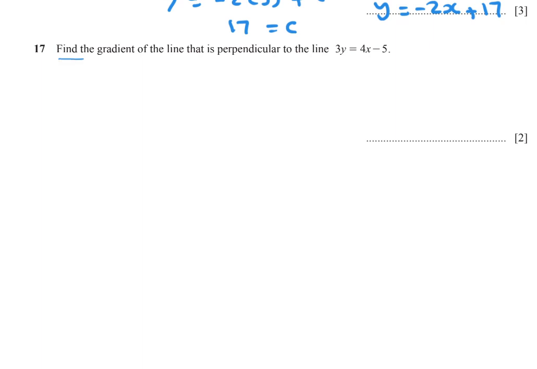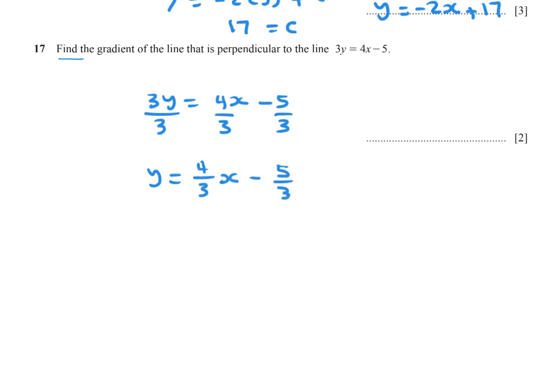Number 17, find the gradient of the line that is perpendicular to the line 3y equals 4x minus 5. We need to find the gradient of the given line. So 3y equals 4x minus 5. Make y the subject, so divide by 3. Now y equals 4 over 3 x minus 5 over 3. So the gradient of the given line is 4 over 3. So the gradient of the perpendicular is the negative reciprocal, so negative 3 over 4.